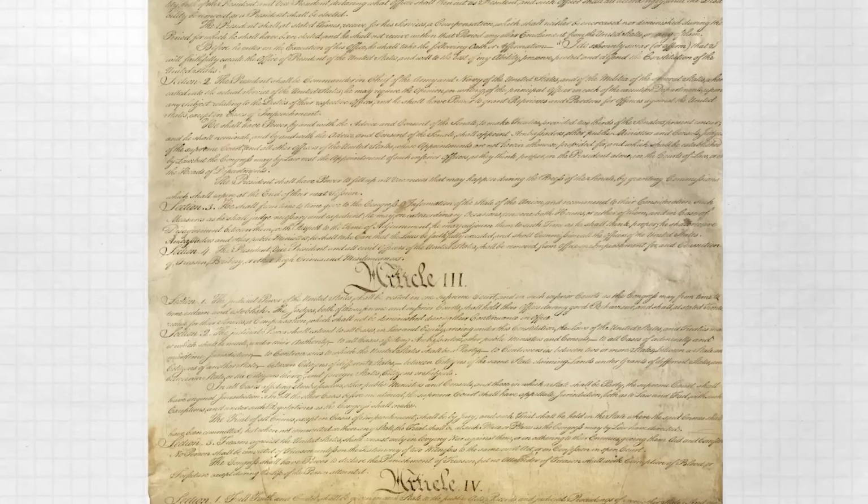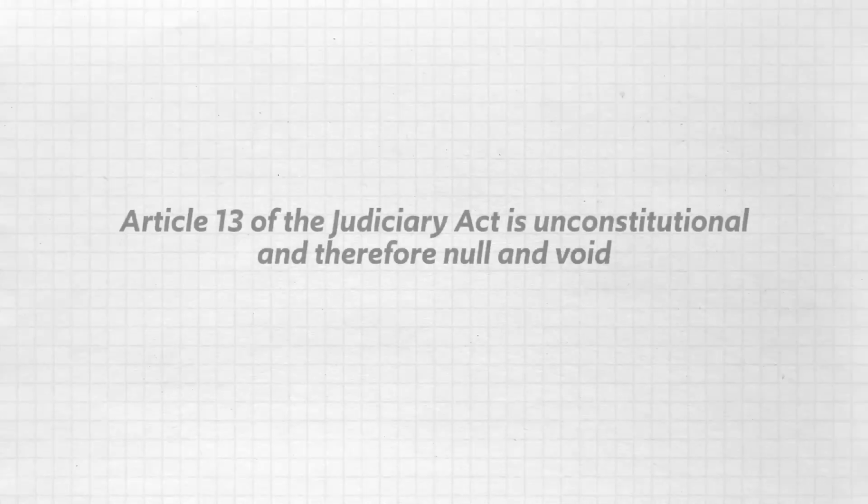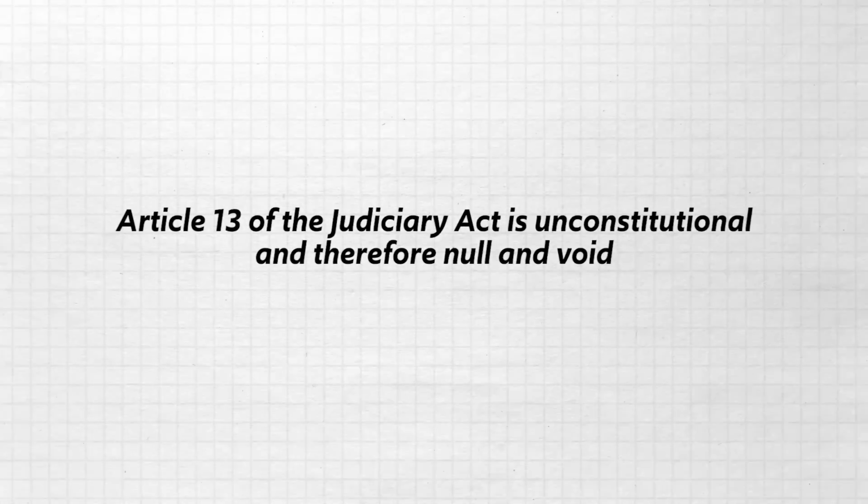Remember, Article 3 gives the court original jurisdiction over cases involving states and ambassadors, but Marbury and Madison are neither states nor ambassadors. Marbury is a judge and Madison is a cabinet secretary. So, while the writ would be legal under the Judiciary Act because it in essence expanded the scope of the court's original jurisdiction, John Marshall said that's not what the Constitution says about the court's authority, and therefore Article 13 of the Judiciary Act is unconstitutional and therefore null and void. So, ultimately, Marbury did not get his commission.